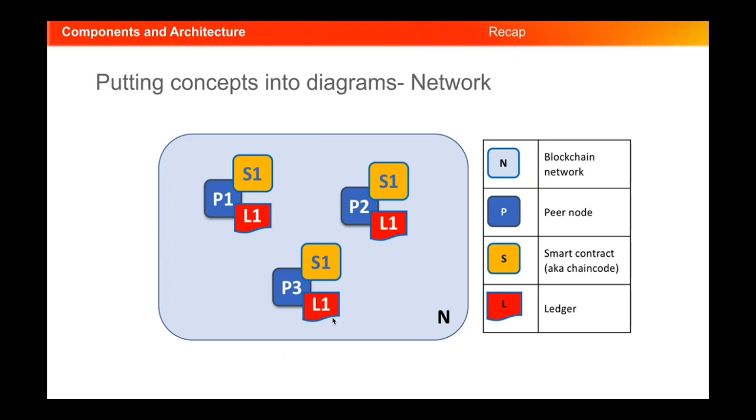As you can see, you have a blockchain network, you have peers, and each peer is associated with a smart contract and a ledger. We have three peers, peer 1, peer 2, and peer 3. Peer 1 is associated with smart contract 1, peer 2 is associated with smart contract 1, and peer 3 is also associated with smart contract 1. Similarly, the same ledger is associated with P1, P2, and P3. It is not necessary that you have the same smart contract and same ledger associated with all the peers. It will change as the network evolves.